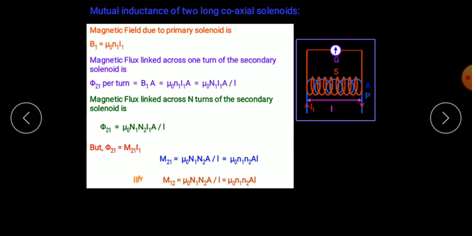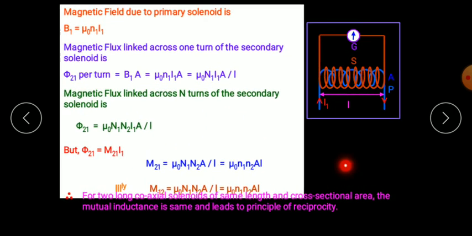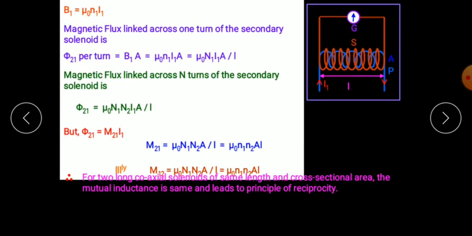Now, for two long coaxial solenoids of the same length and cross-sectional area, the mutual inductance is the same, and this leads to the principle of reciprocity. So that's how we have found the value of mutual inductance of two long solenoids. In solenoid P, current I1 is flowing. Due to this current, the galvanometer in solenoid S shows deflection.